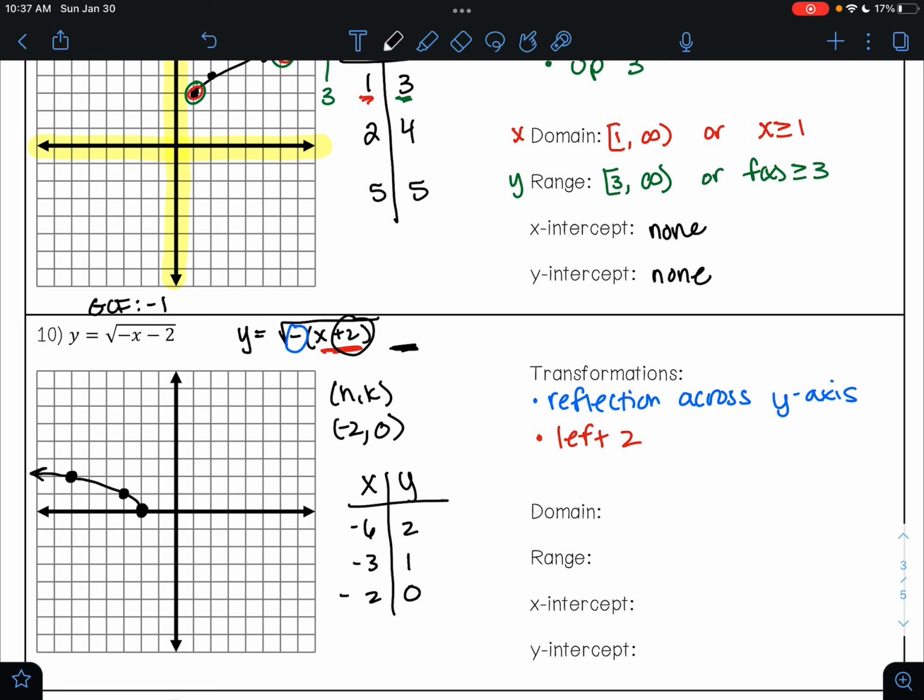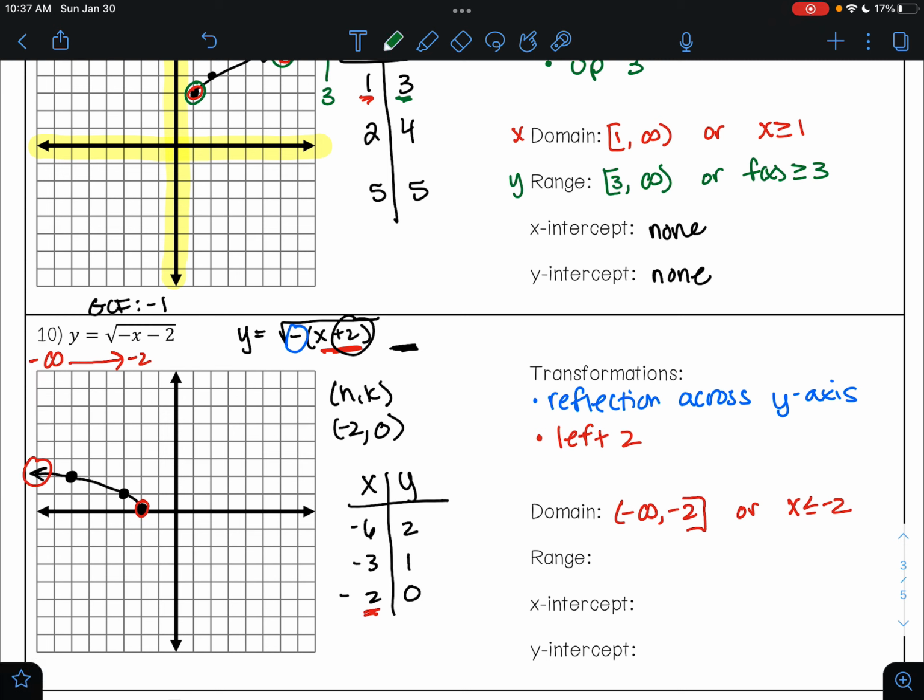Your domain are your x values from left to right. My graph is going to the left forever, that's going to negative infinity. The furthest point to the right is this point right here. This is where x is negative 2. So from left to right, my domain is from negative infinity to negative 2. As an inequality, everything is going to the left from negative 2 from our starting point, so everything is smaller than negative 2. So this would be x is less than or equal to negative 2.